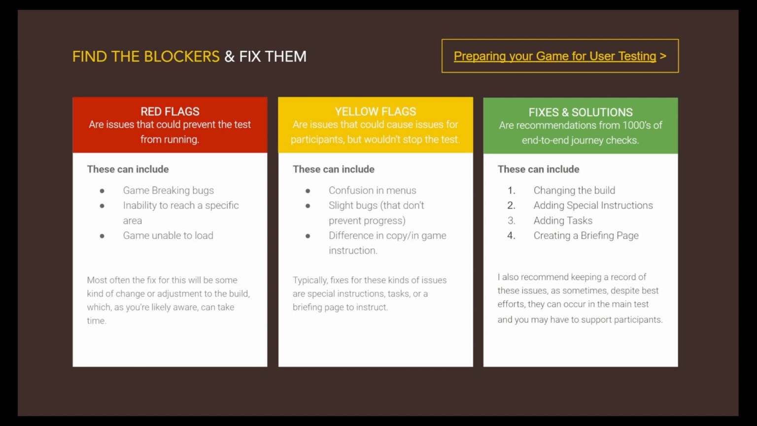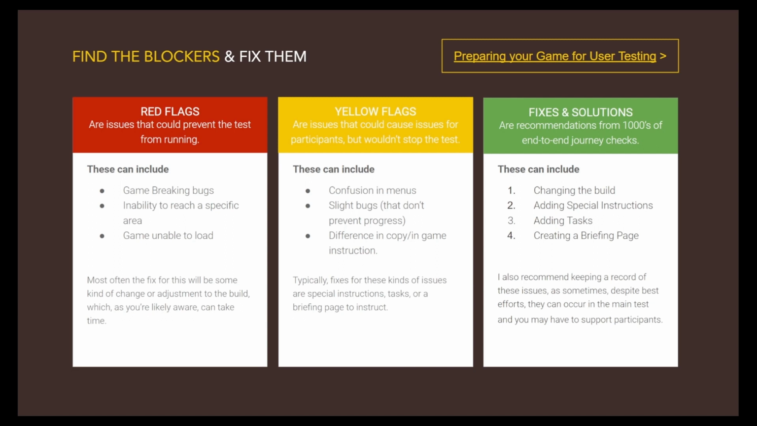So you provide them with one set of instructions. Classic example, I'm using the word blockers in my initial thing, and I'm calling them flags here. That might cause confusion if you're saying get to the second level, the foundry, and in the game it's called the factory. They might not realize that they're there. Typically, fixes for those kind of things are special instructions or tasks or a briefing page, all of which I'll touch on during this presentation.